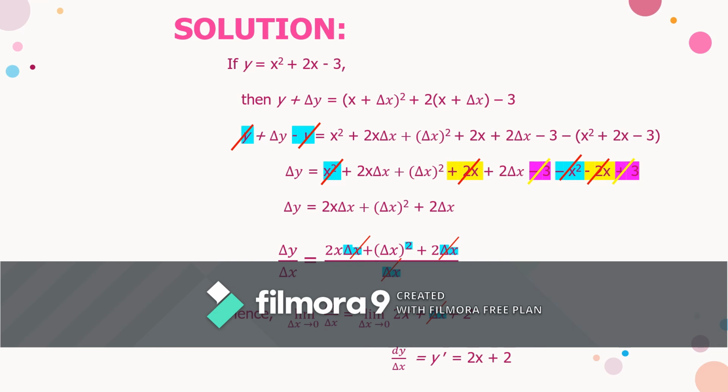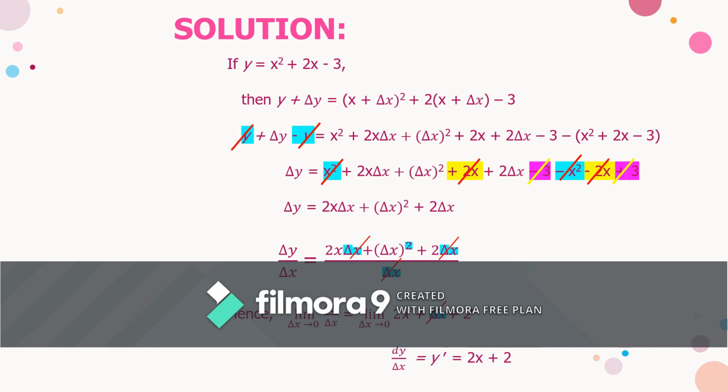Before we subtract the value of the given, we will expand first the binomial. So we have x squared plus 2x delta x plus the quantity delta x squared, plus 2x. Here, 2 times x is 2x and 2 times delta x is 2 delta x, minus 3.